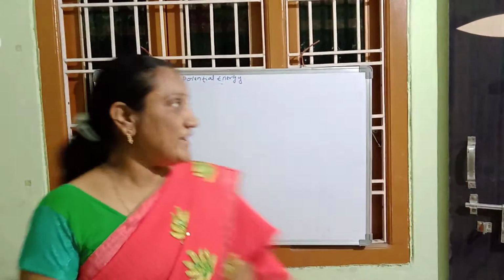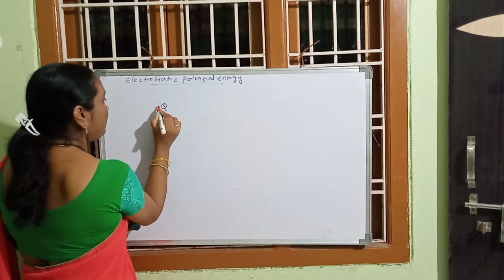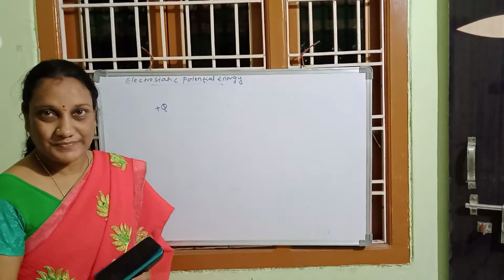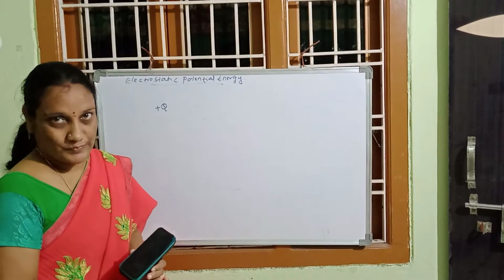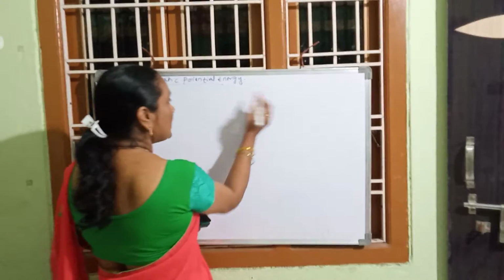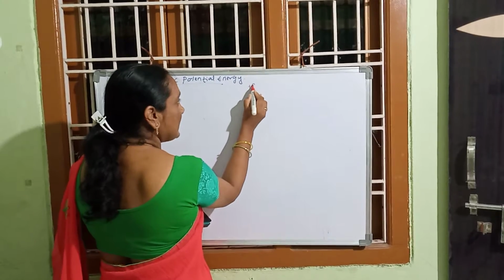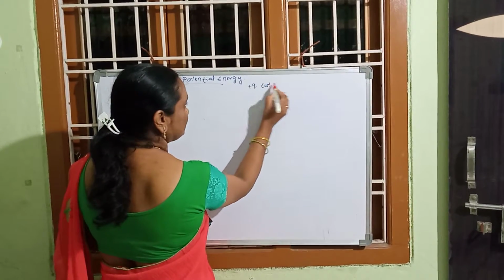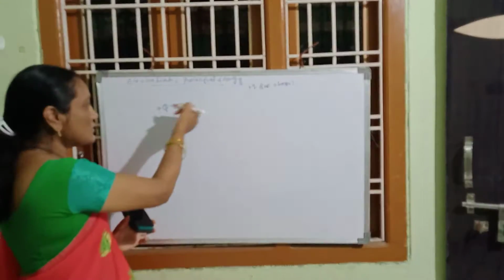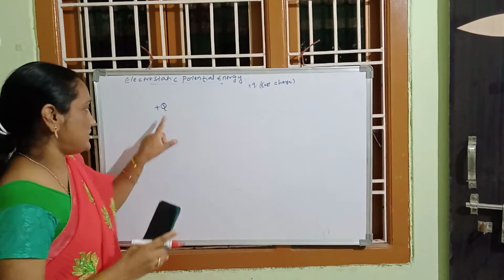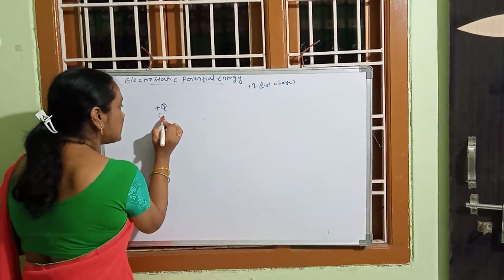Now here I considered a plus Q charge, a positive charge plus Q. Now from infinity I have to bring a test charge plus Q towards this plus Q charge up to here. Let it be at point O. Let us assume that it is at point O.